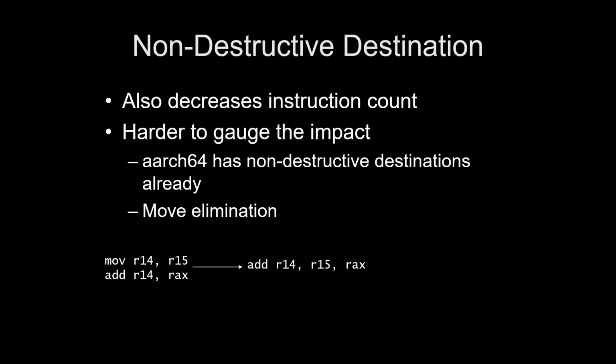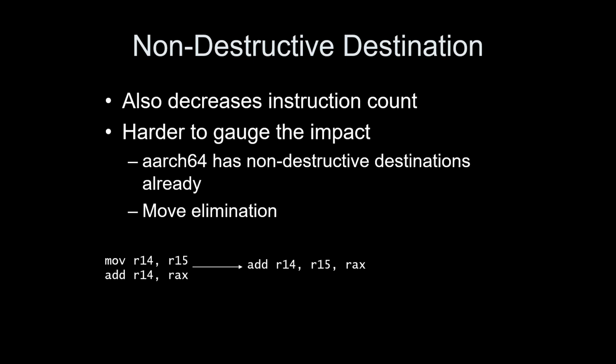The other change Intel made is to use that EVEX prefix to do non-destructive destinations. That also decreases the instruction count, and that's even harder to gauge the impact of. We don't have that data from AMD from the early 2000s when they did their research. Again, I suspect it's going to apply to some cases, but those cases that it applies to, it's not going to be very significant.